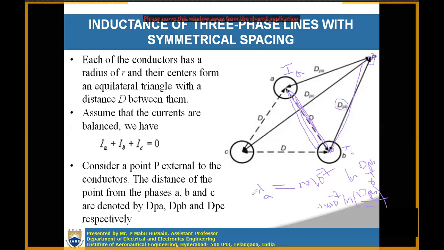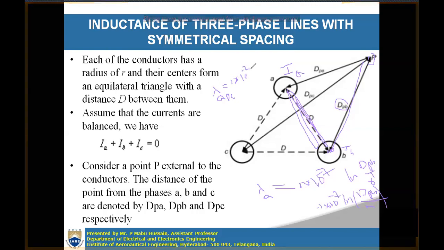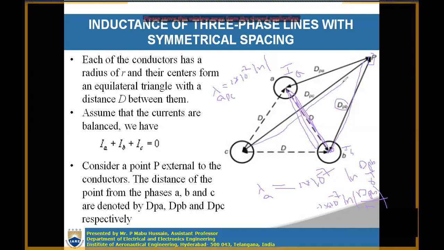In a similar way, you have to write another flux linkage expression, the flux linkages of conductor A due to the current flowing through conductor C, which let us call lambda A PC. This is equal to 2 into 10 power minus 7 ln, now considering conductor C, the distance from conductor C to point P, this distance DPC, by the distance between A and C, which is D.